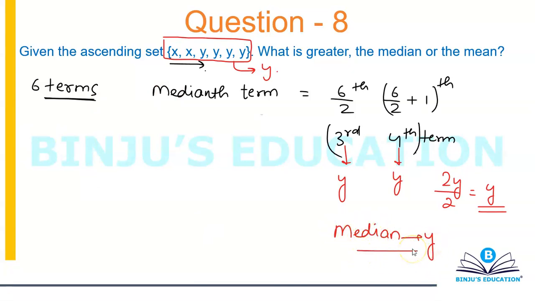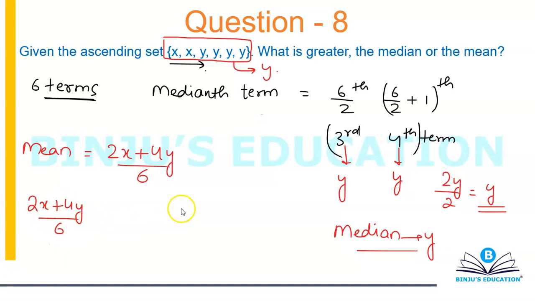Now if you want to calculate the mean, it is nothing but the sum of the observations divided by the total number of observations. So the mean is 2x plus 4y divided by 6. Now many of you will say that one quantity is 2x plus 4y divided by 6 and the other one is y. We do not know the value of x, we do not know the value of y, so the answer can't be determined, and that would be incorrect.